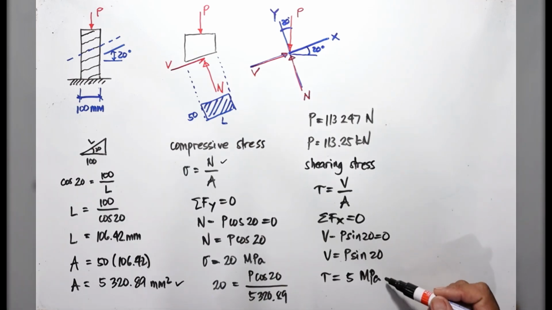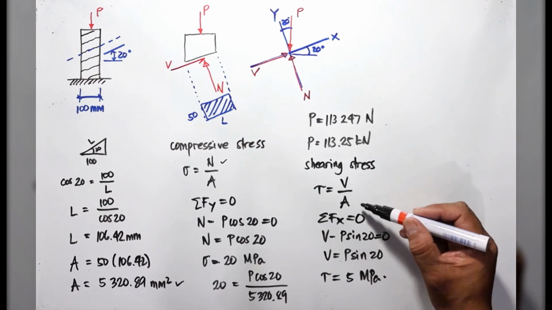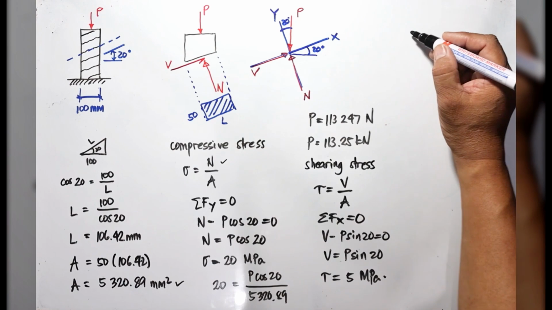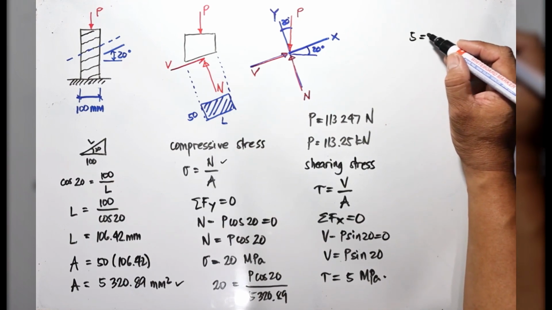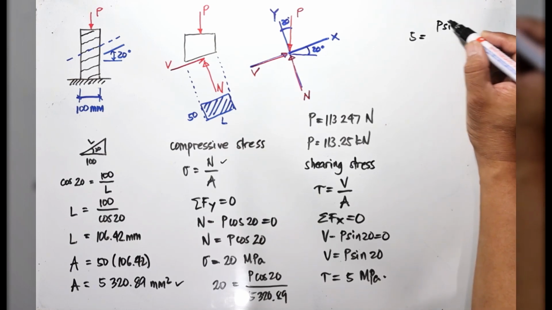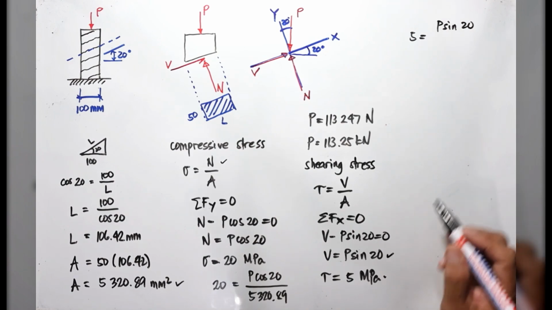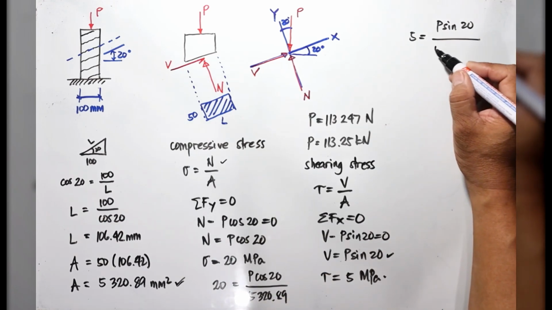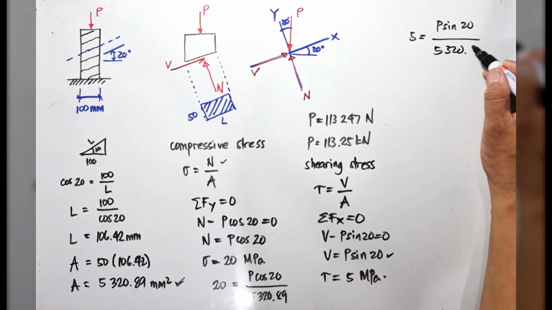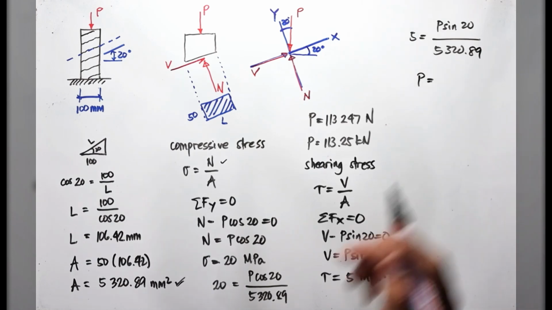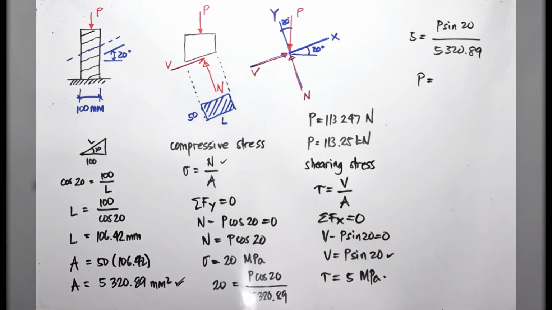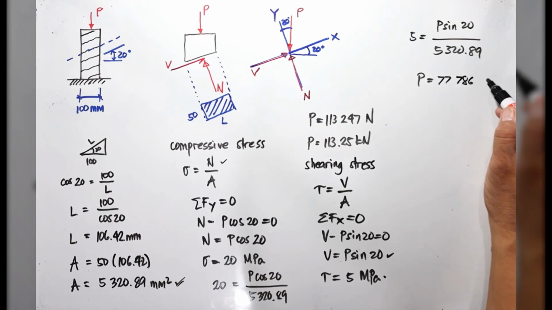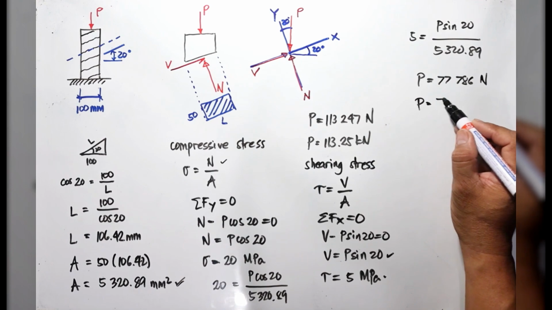So we substitute these values here, and also our area is still 5,320.89. So we have 5 for the shearing stress equals V, which is P sine of 20, divided by the area, which is this again, 5,320.89. And then we get a value of P considering shearing stress equals 77,786 newtons, or that is 77.8 kilonewtons.